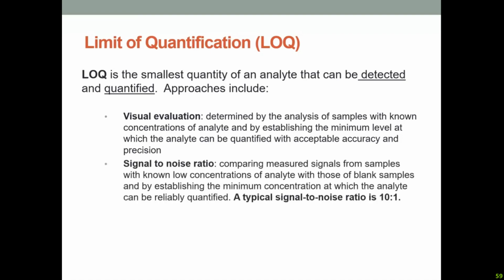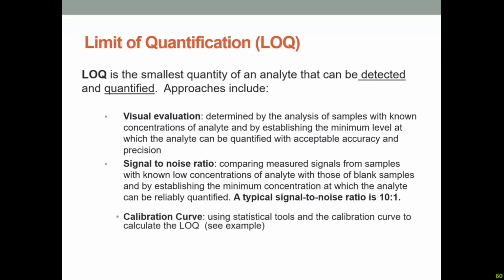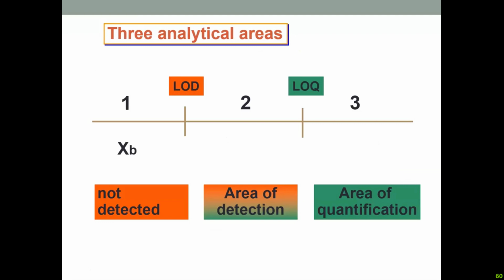The signal to noise ratio, again looking at your signal to noise in comparison with a blank sample, this time you need to have a typical signal to noise ratio of 10 to 1. Again, you can use your calibration curve and statistical methods to calculate your LOQ. We're going to have a look at that in a second. And there are other methods as well as outlined in the ICH Q2 guidelines.